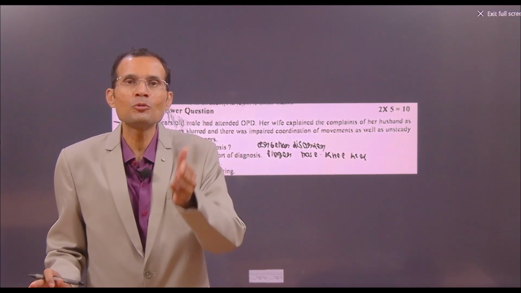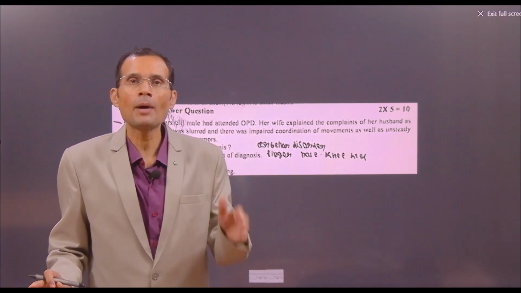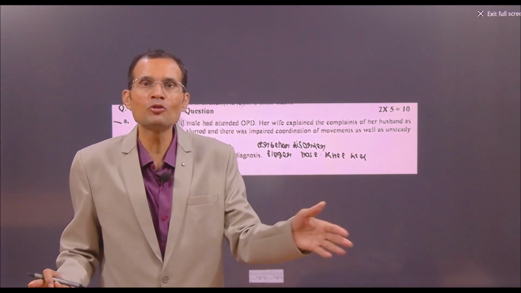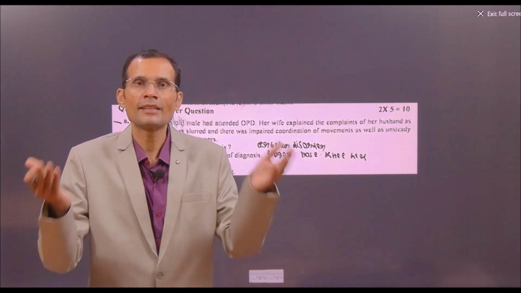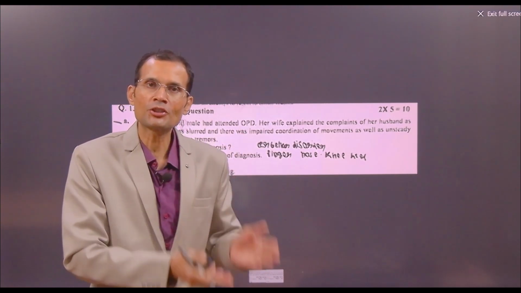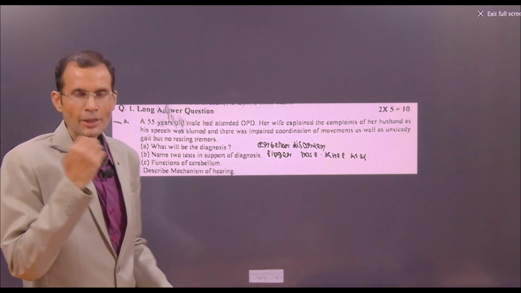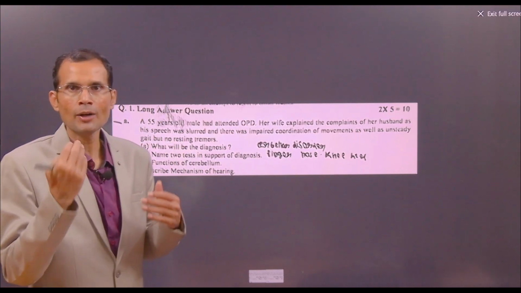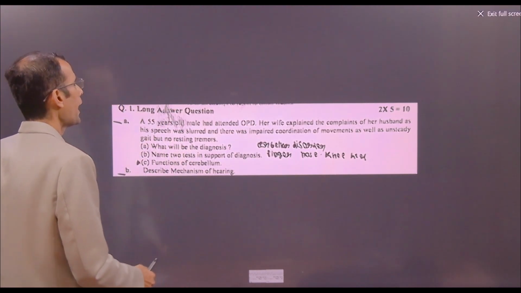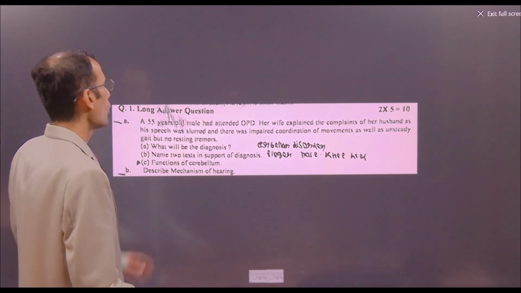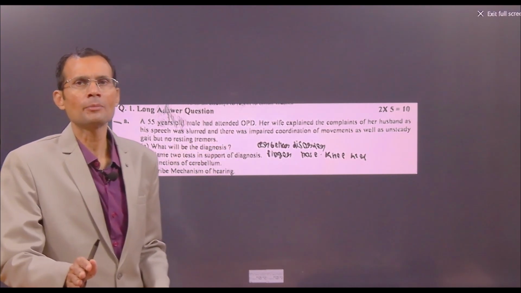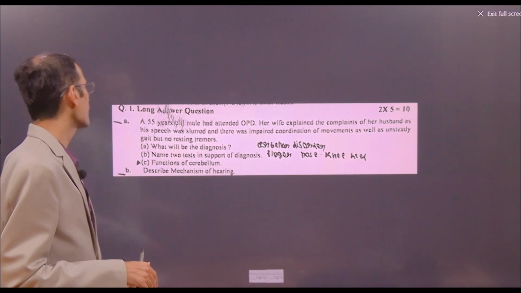Impaired coordination of movements. Who is the master coordinator for voluntary movements? Come on. Cerebellum. So this question is on cerebellum. Speech also is slurred because it requires motor coordination, and unsteady gait. So what will be the diagnosis? It's a cerebellum. Cerebellar involvement is there.